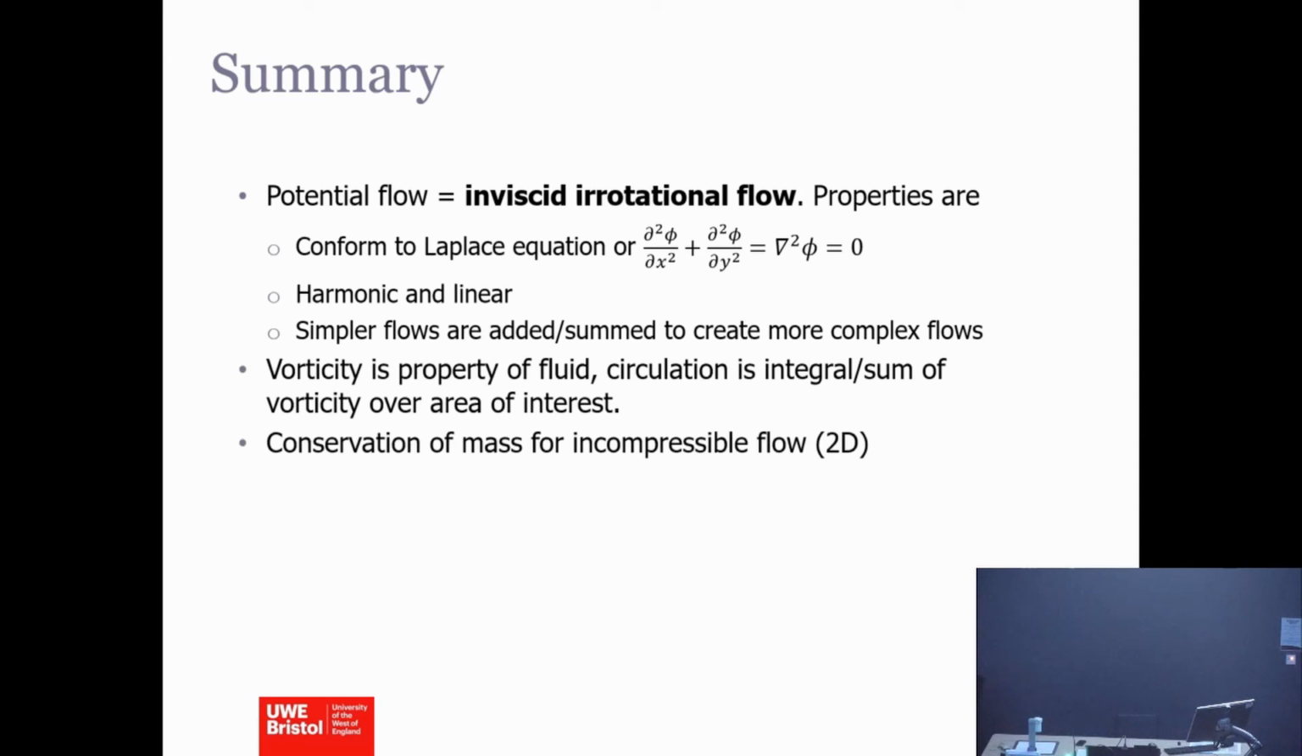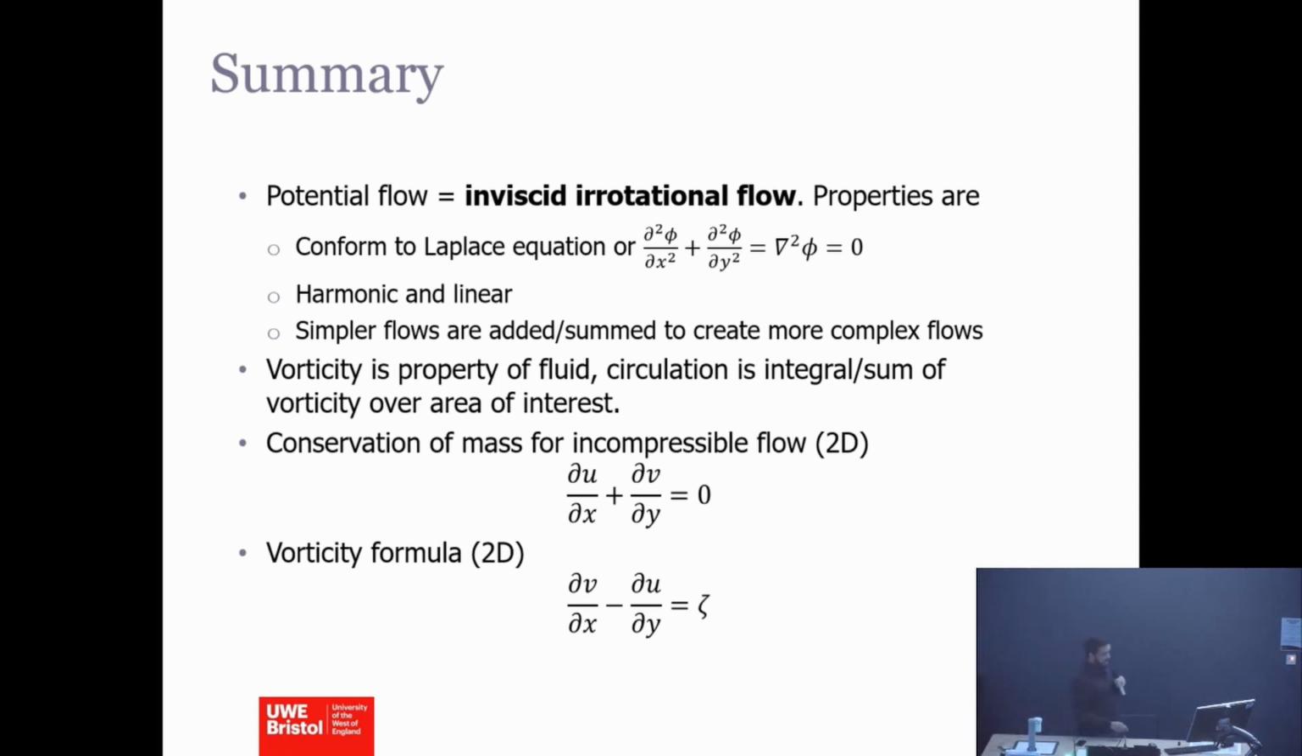We said that circulation is related to vorticity, being basically the surface integral of vorticity. And in 2D, for incompressible flow, this is basically the conservation of mass written in velocity components, u and v. And the vorticity formula in potential flow is dv/dx minus du/dy, and if it's potential, of course, this will be 0. So I think these are the key ideas.